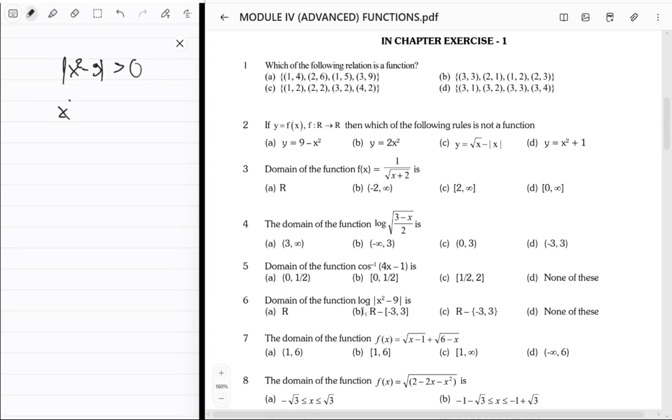So x squared cannot be equal to 9. That just means x cannot be equal to plus minus 3, right? Yeah, that's the only condition. So all the real numbers except the set containing negative 3 and 3. So C is the answer. Next question.